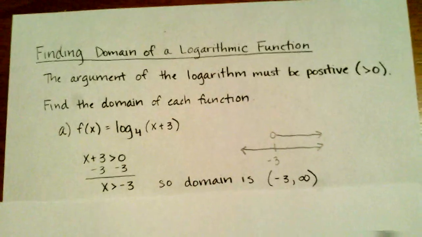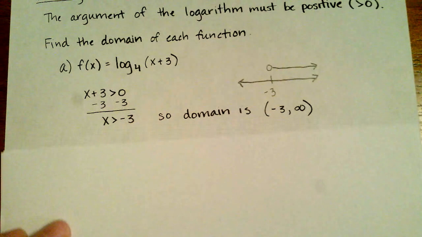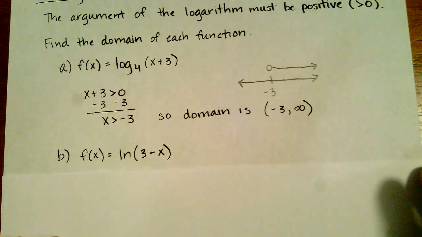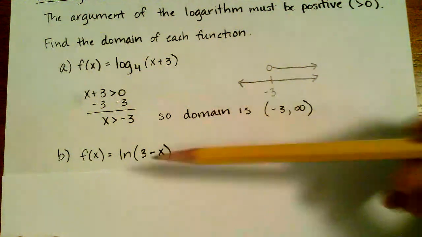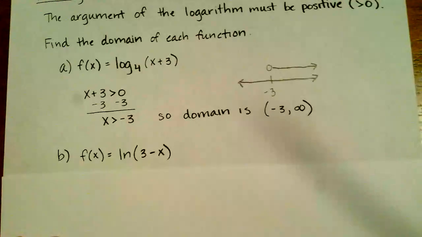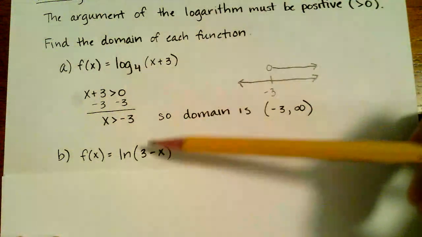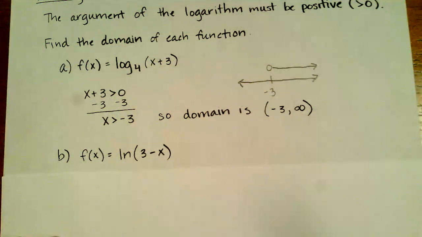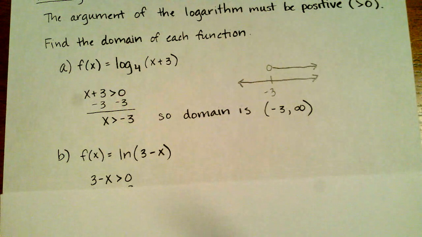So our next example is f of x equals the natural log of the argument 3 minus x. So again, the base doesn't matter, okay? The log symbols don't matter. All we're looking for when we're finding the domain is that it's important that our argument is greater than 0. So again, we are setting our argument greater than 0 and solving.